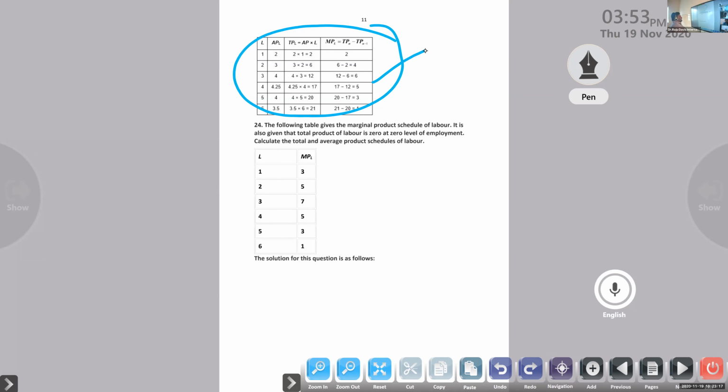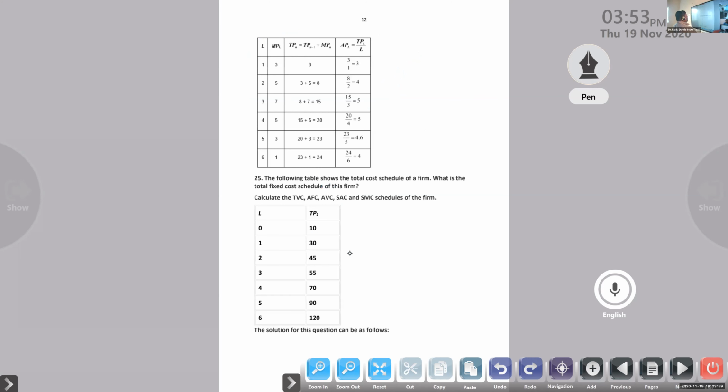Now the 24th question. The following table gives the marginal product schedule of labor. It is also given that the total product of labor is 0 at 0 level of employment. Calculate the total and average product schedule of labor. So write down 5, 6, 8, 7, 5, 2. Change the table: 5, 6, 8, 7, 5, 2. Changed?